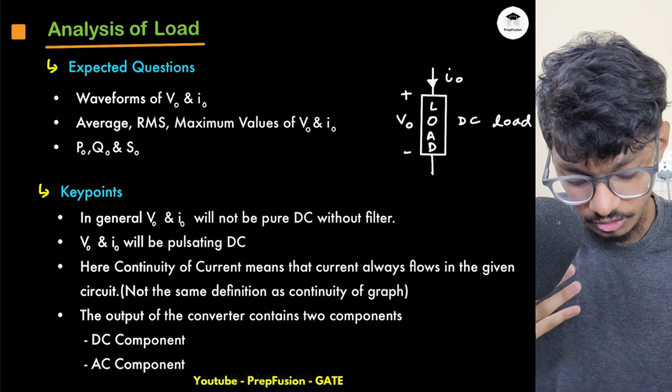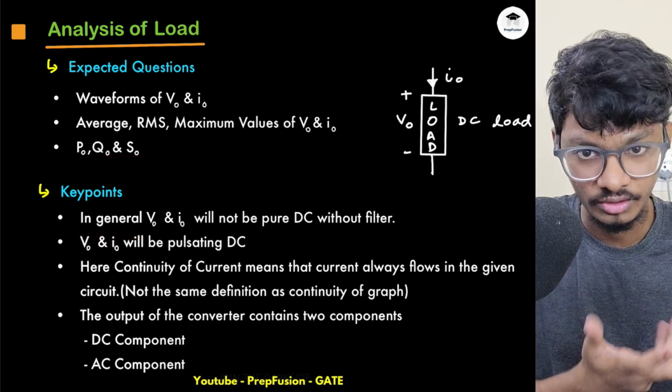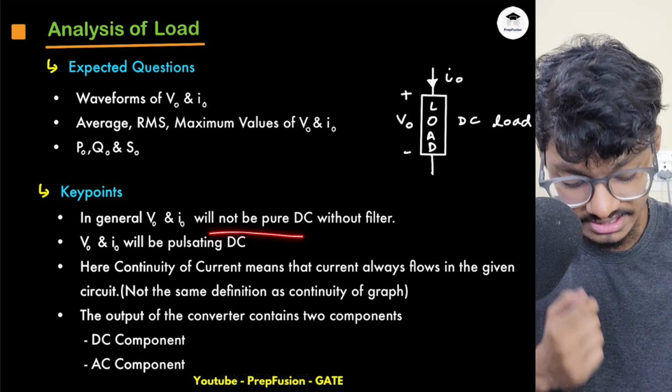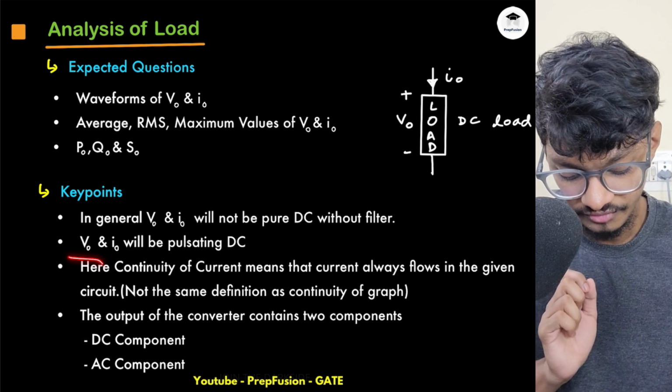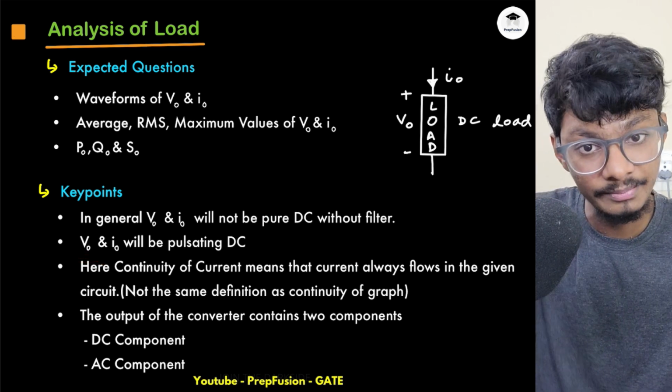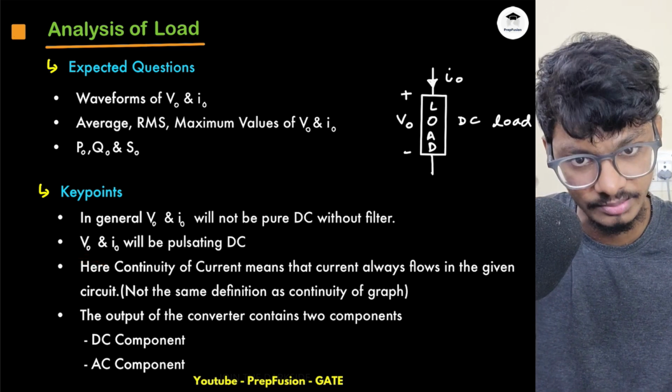Now a few key points you need to understand: in general, the output voltage and output current will not be pure DC. With this rectifier we need an extra component, that is filters. VO and IO will be pulsating DC. This I have explained in my prerequisite as well. Why will this be pulsating DC?